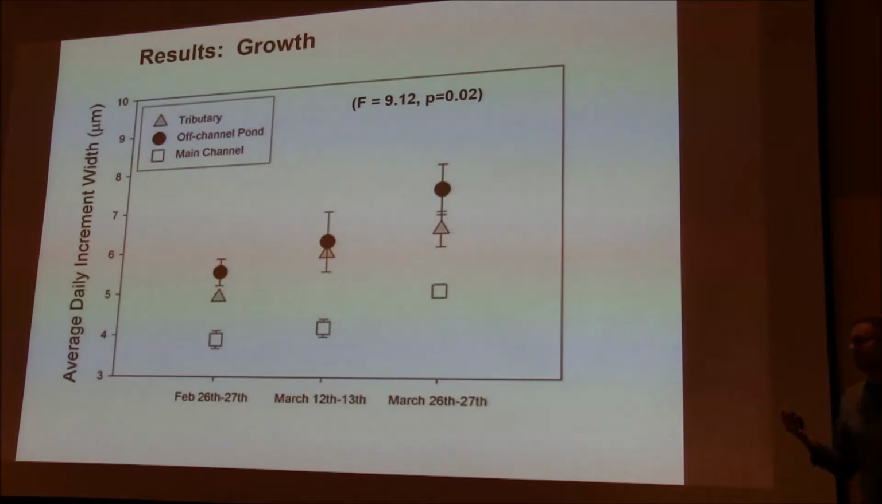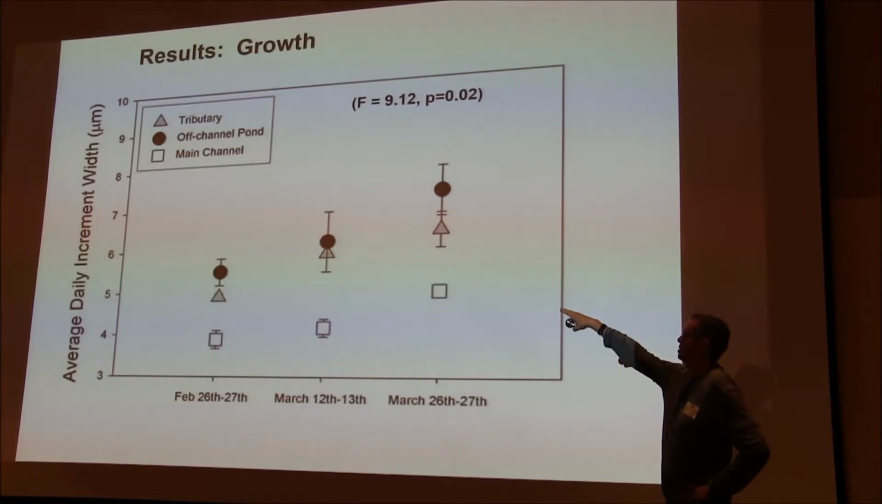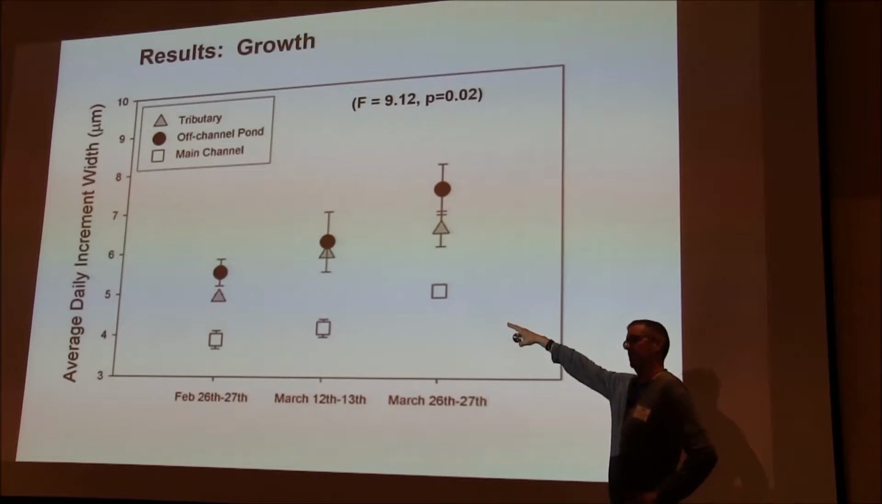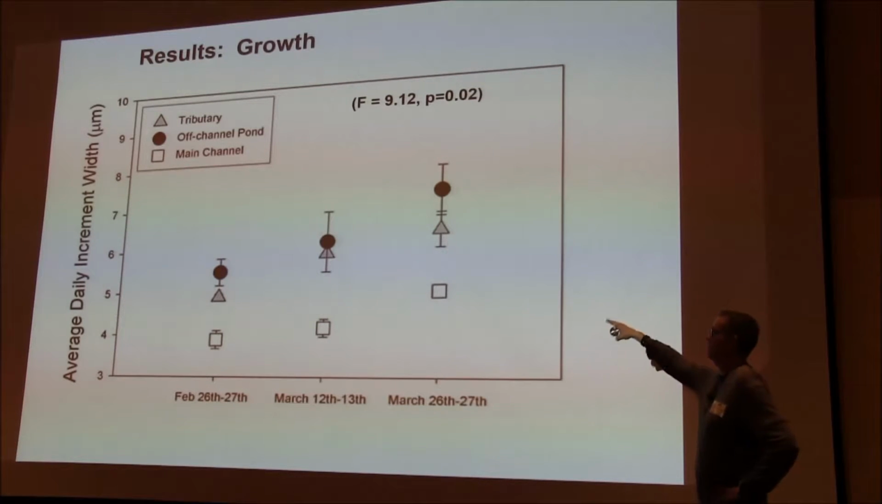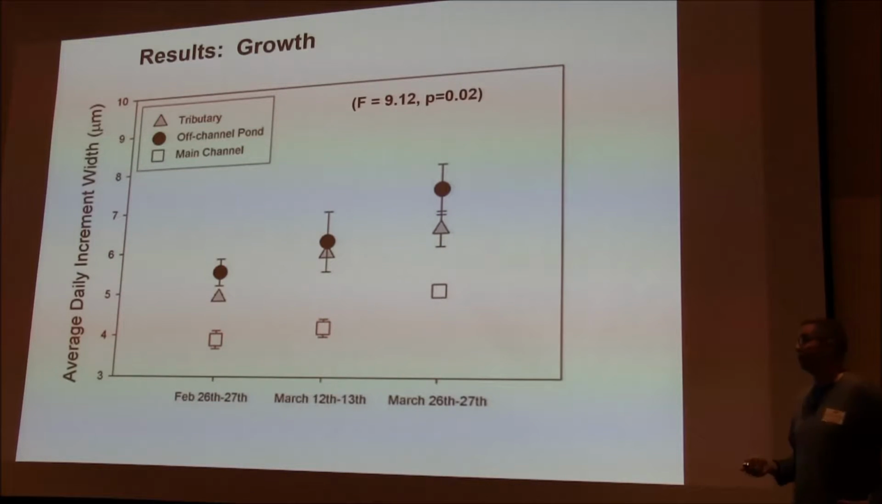But here's the results. So in terms of growth, the seasonal tributaries in the triangles, the main channels in the square, that's all I really care if you pay attention to right now. Notice that the average daily incremental growth width of these otoliths is significantly larger in the seasonal tributaries than it is in the main channel river, meaning the salmon are growing significantly faster in these little teeny seasonal tributaries that only hold water for a few weeks to a few months out of the year.